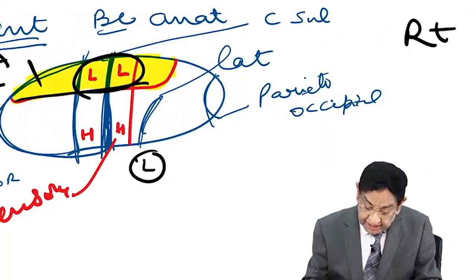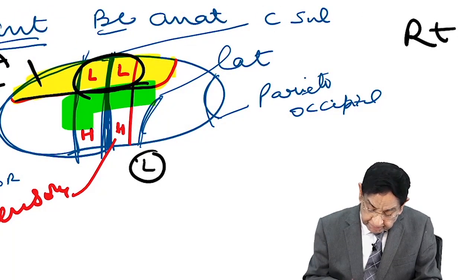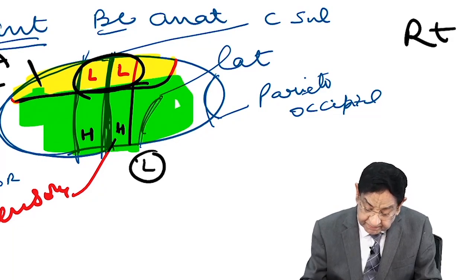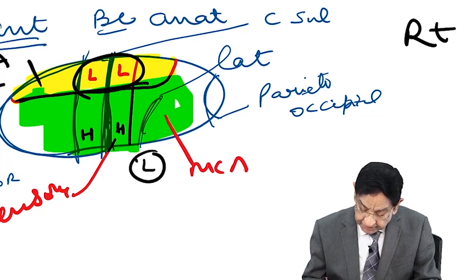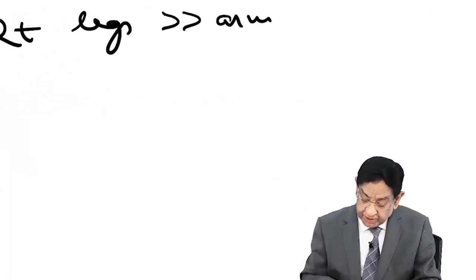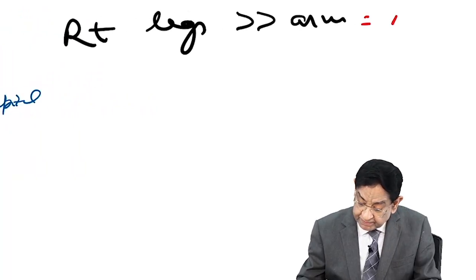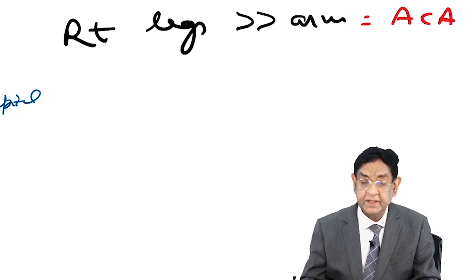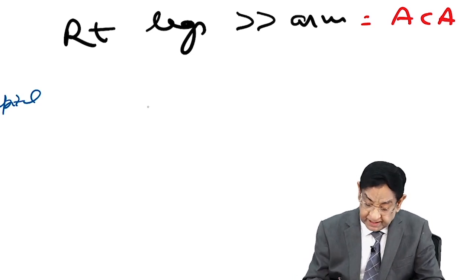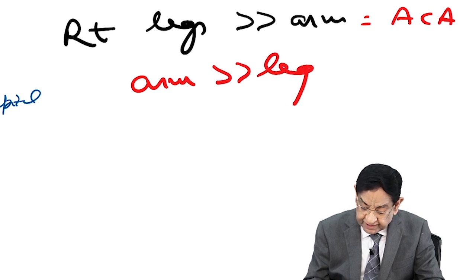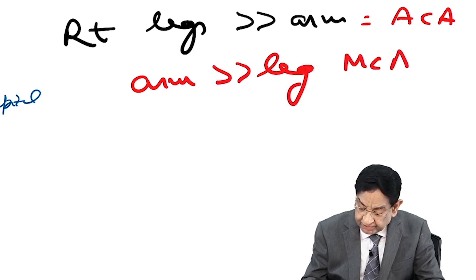Now, just to add on, this part of the body is supplied by the middle cerebral artery. So, in case of involvement of the middle cerebral artery, the opposite of what happens in the anterior cerebral artery occurs. In the middle cerebral artery, arm weakness will be more than leg weakness. This is the middle cerebral artery.